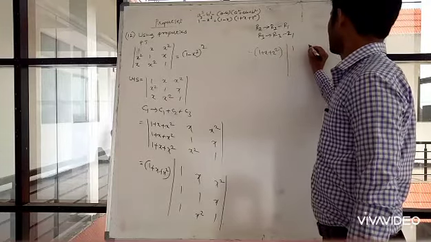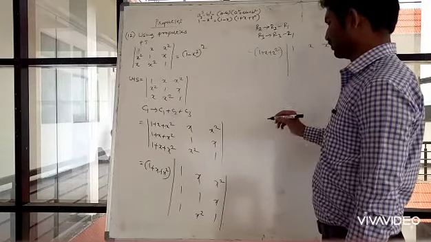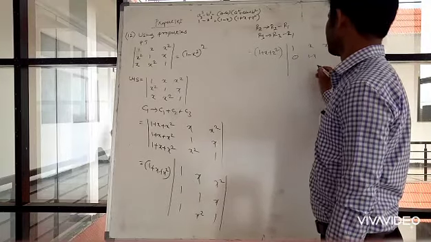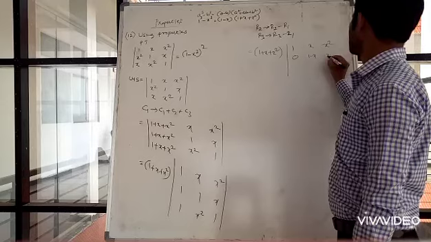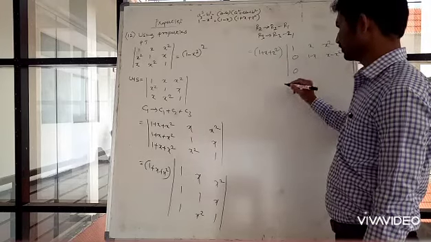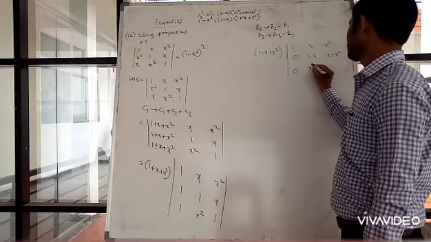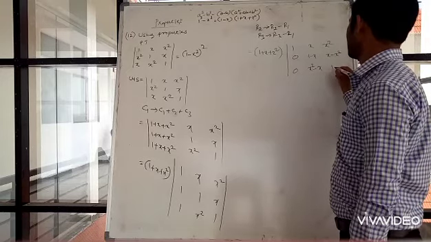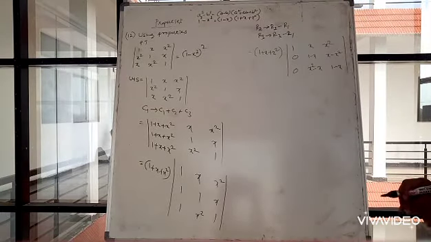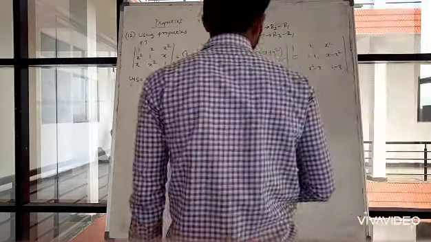Determinant 1, x square, x. 1 minus 1, 0. 1 minus x square, that is 1 minus x square, and x square minus x. Next 1 minus 1, 0. x minus x square, then 1 minus x. Again simplification.